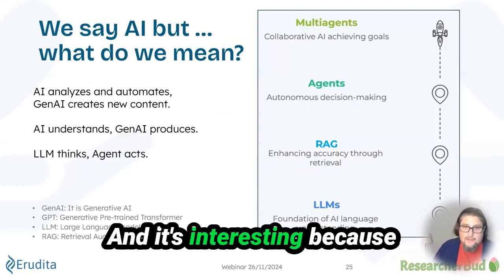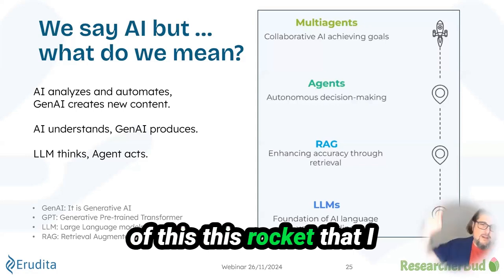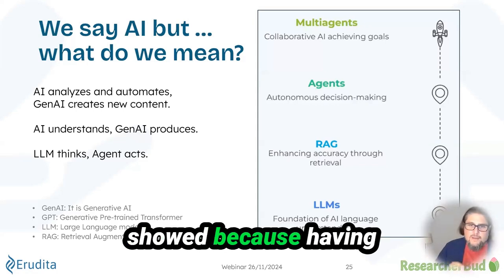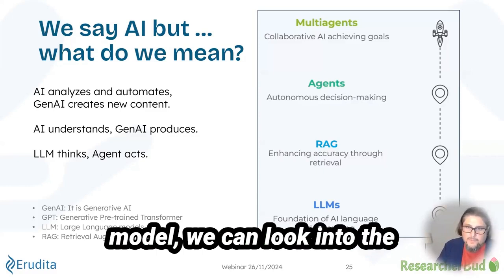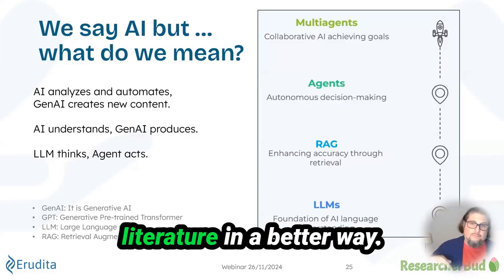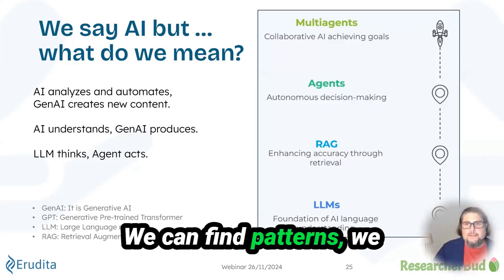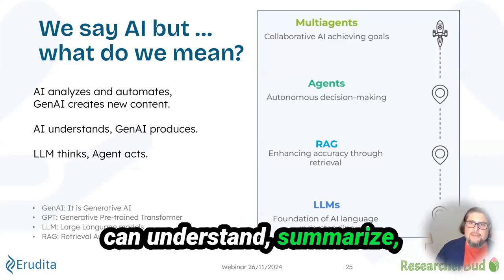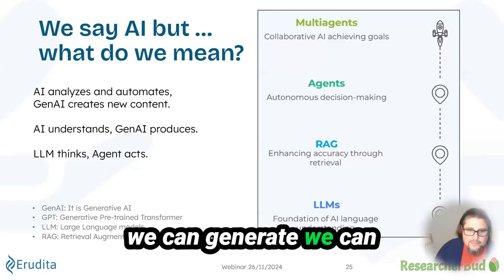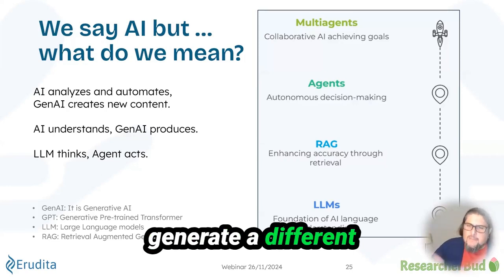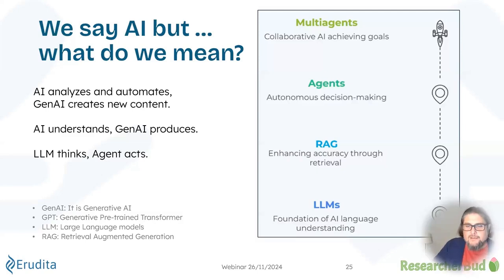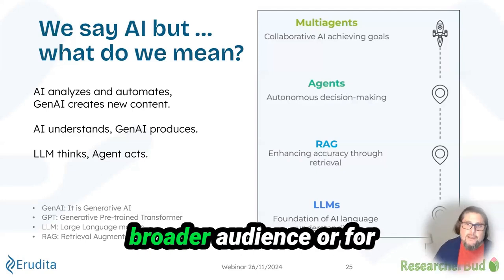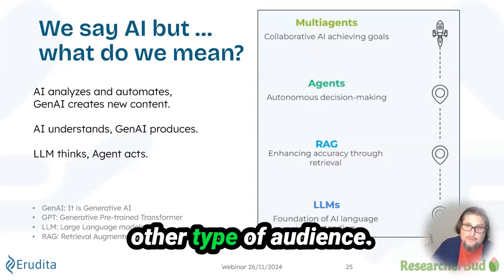And it's interesting because of this rocket that I showed, because having a good large language model, we can look into the literature in a better way. We can find patterns, we can understand, summarize, we can generate a different version of the paper that is more for a layman, for the broader audience or for another type of audience.